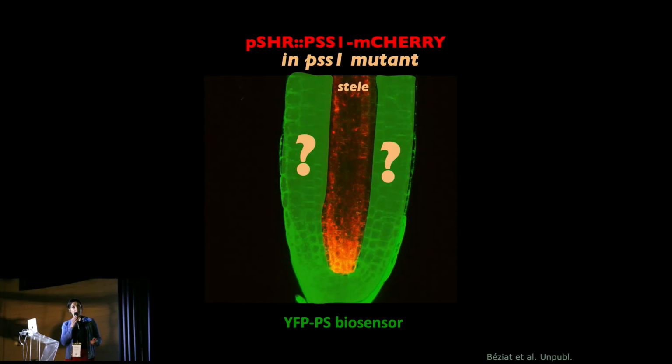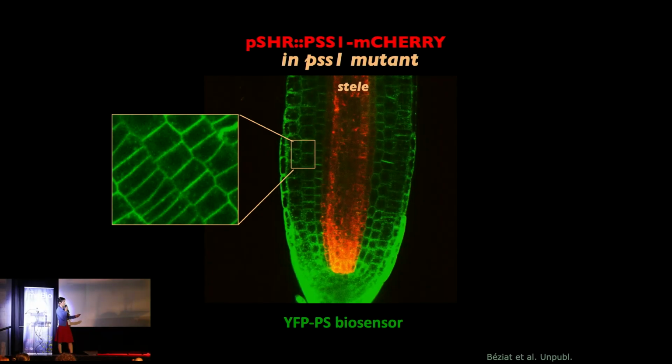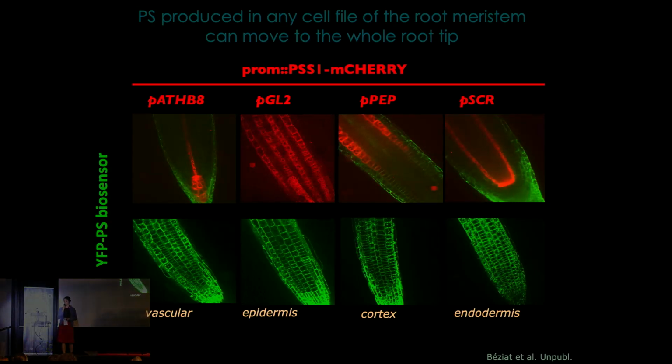So we first expressed the PS synthase in the central cells of the roots, within the PSS1 mutant background. So we only produce PS in those cells, and we wondered how the sensor looks in neighboring cells. And when we looked, to our amazement, every single neighboring cell showed the sensor at the membrane. So it means that PS from the site of production has moved cell to cell to neighboring cells. And this is something that we've reproduced with different cell type specific promoters.